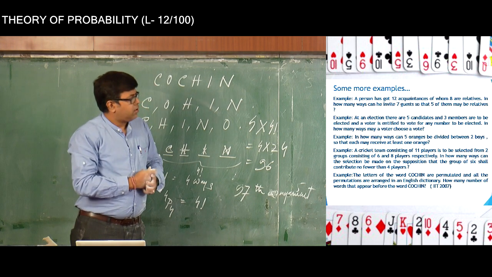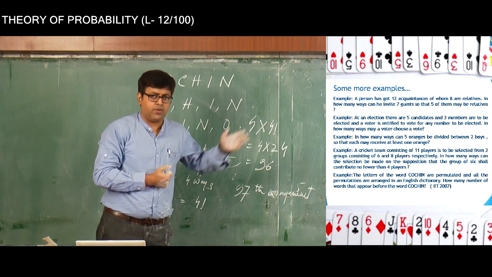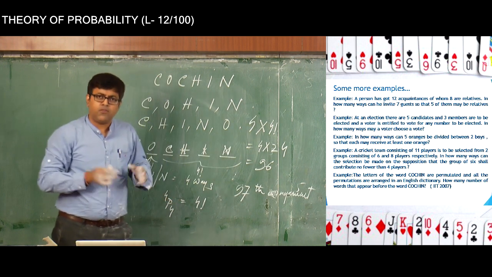Is it clear? So I think I have given you some idea related to permutation and combination with these 5 problems. So that's all for today's class.